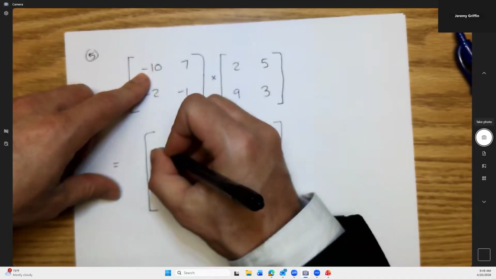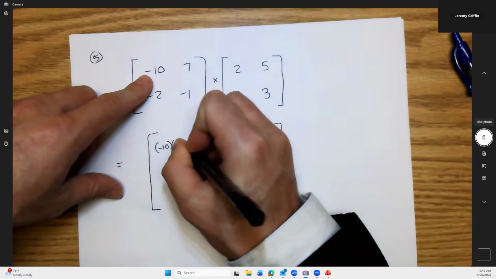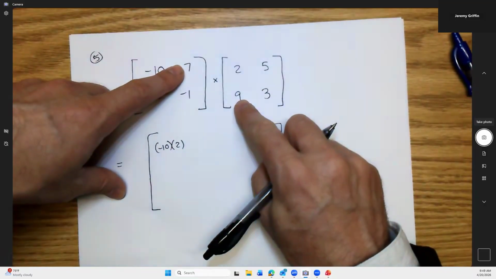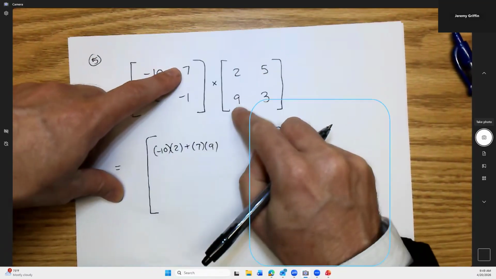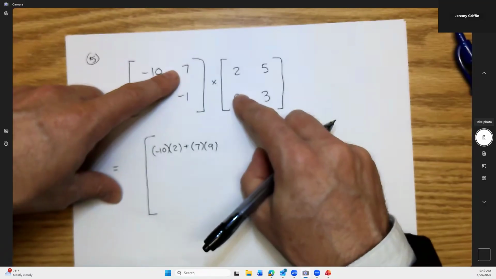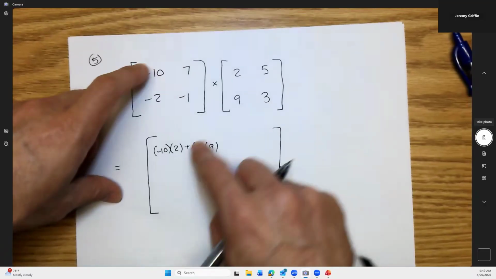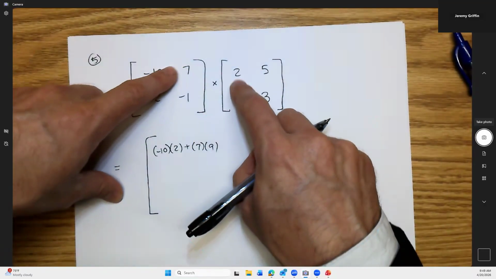Here, I'll write this out. Negative 10 times 2, and I'll take plus and do 7 times 9. So plus 7 times 9. You see that? I did that. And then that represents the first element of the answer.